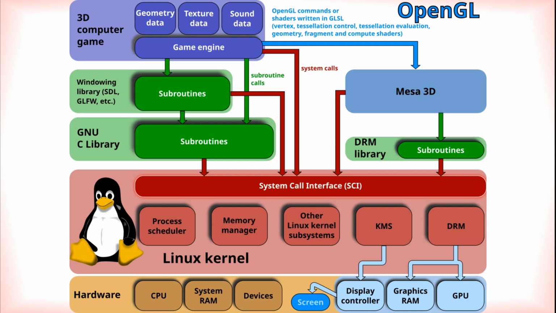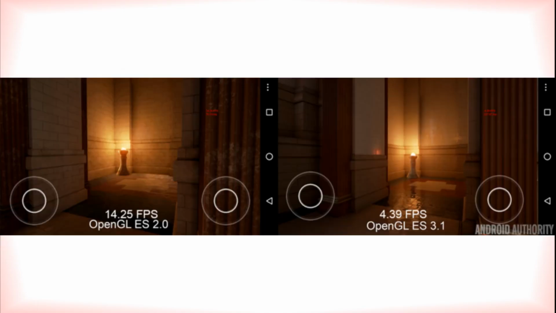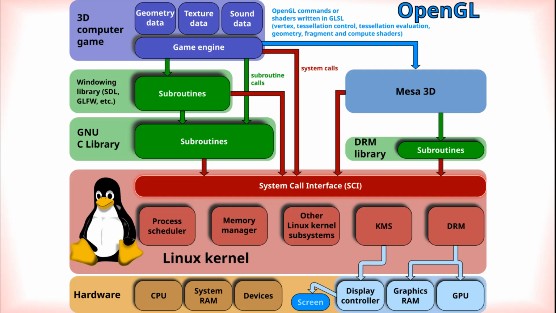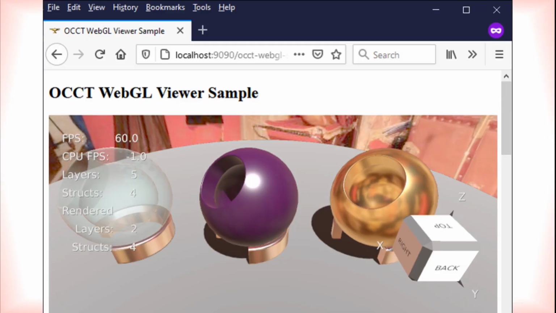OpenGL 3. Open Graphics Library is a cross-platform API used for rendering 2D and 3D vector graphics. OpenGL 3.3 is an older version that is supported on many platforms, offering a good balance of performance and compatibility. OpenGL ES 3.0, a variant of OpenGL for embedded systems, like mobile devices, designed to be lightweight and efficient while providing essential graphics features. WebGL 2, a web technology based on OpenGL ES 3.0 that allows for rendering 3D graphics in web browsers without the need for plugins.